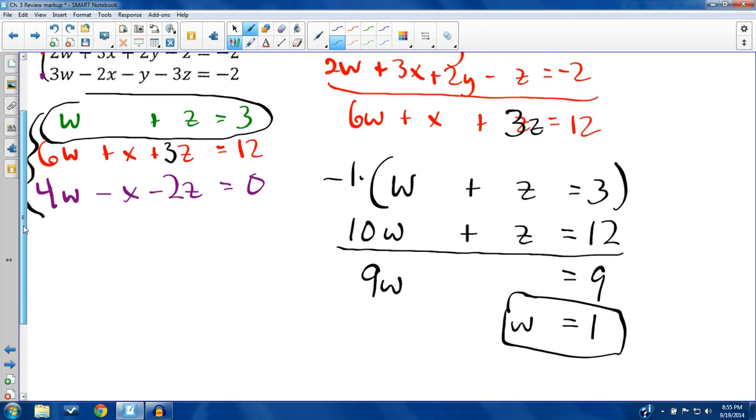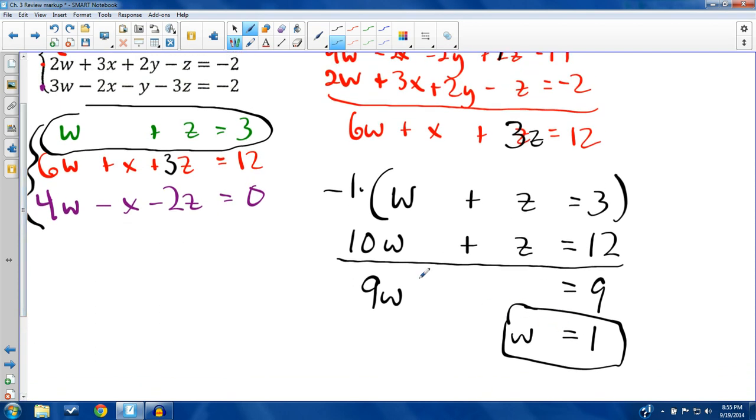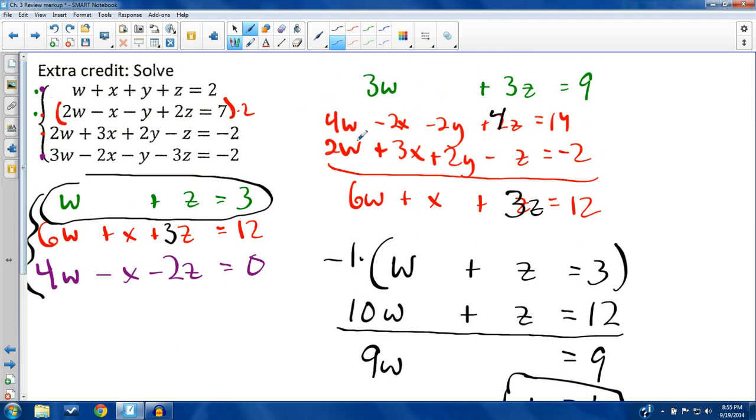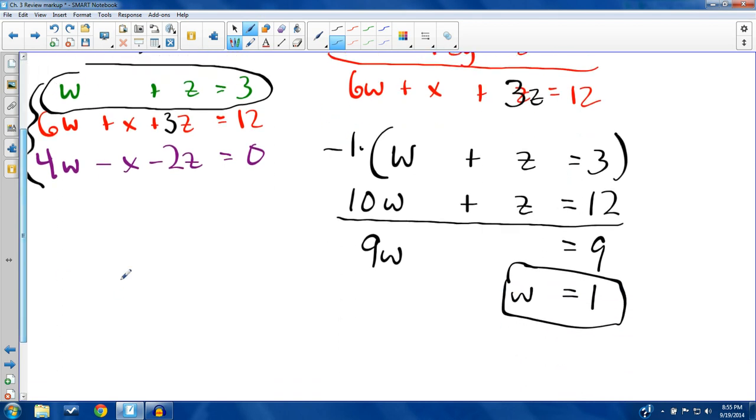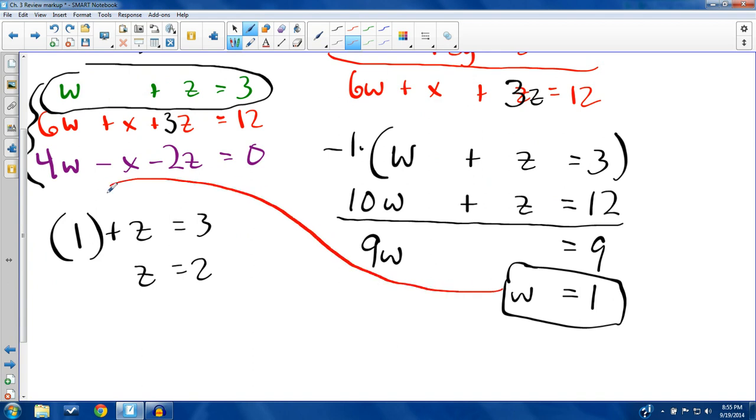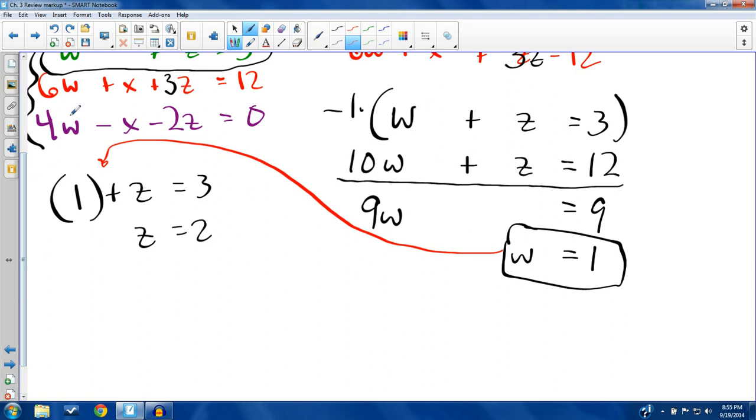Okay, w equals 1. Now, plug it into an equation. You can plug into any equation that we've set up here that has any w, especially if the balance is correct. But I have one right here that'll do best for me. W plus z equals 3. 1 plus z equals 3. So z equals 2. Okay, w is 1, z is 2. We're getting there.